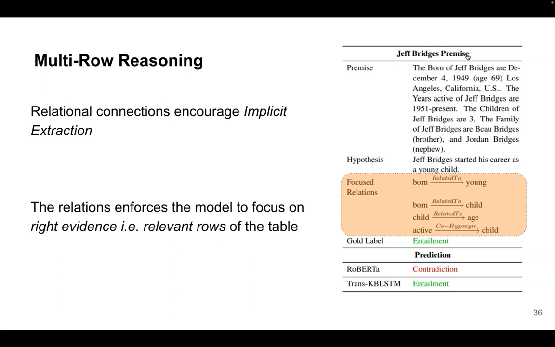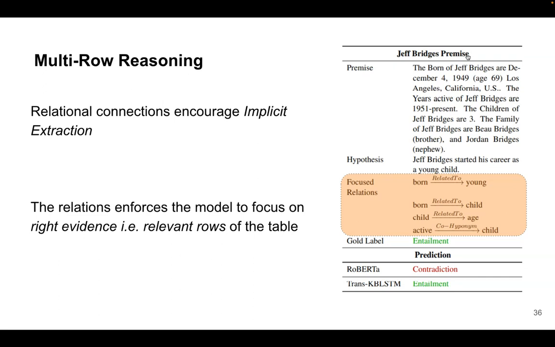Multi-row reasoning we found very interesting. Multi-row reasoning is basically where we want to see if the model is able to extract information from multiple rows. For example, take the premise: Jeff Bridges started his career as a young child. Here the born, child, and active keys, these three keys, are important. So we want to see how the model can retrieve all of them and use them. Earlier models were failing at that, and we found that our relations are somehow able to interconnect and do the right extractions of the rows pretty well because of the relations between the premise and hypothesis.